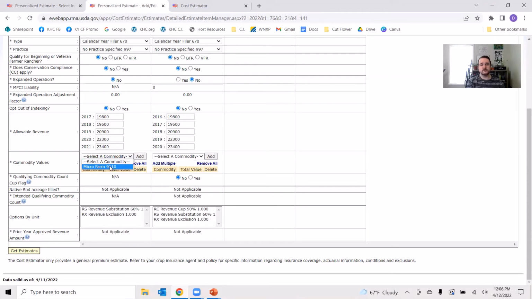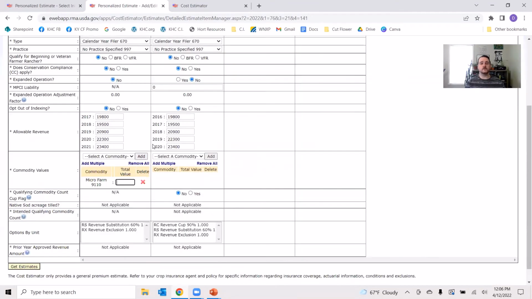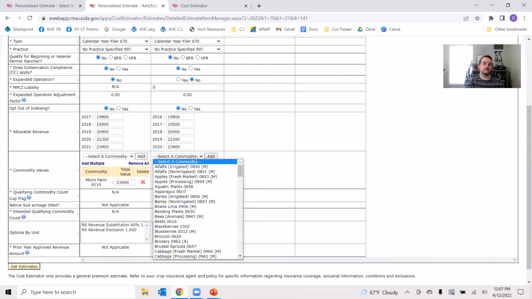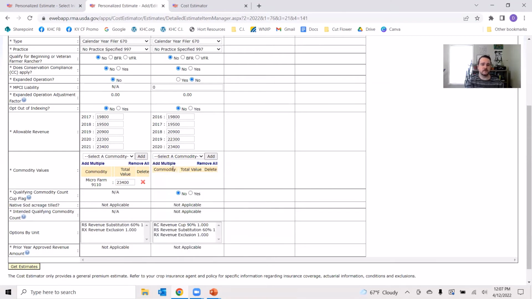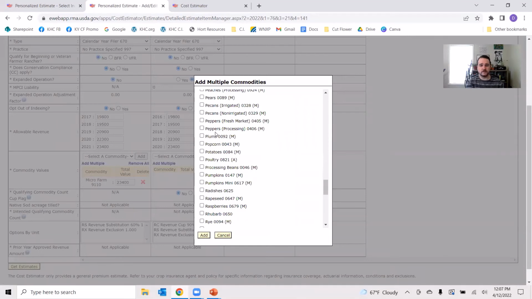So with the microfarm, there's only one commodity choice, and that's microfarm. So the great thing about microfarm policies, you're not having to record all of your separate commodities and then tell their value. They allowed microfarm to be created as a new commodity code. It's got its own code, and you just select that and put your value, your revenue for that, your whole farm. Now for the whole farm, we'll have to select each individual crop.